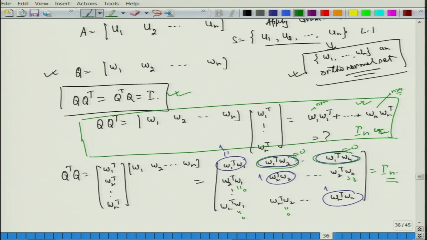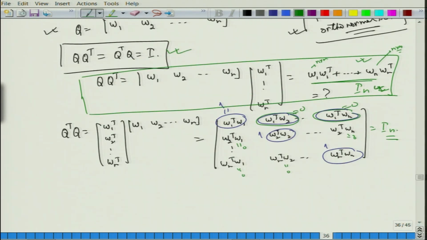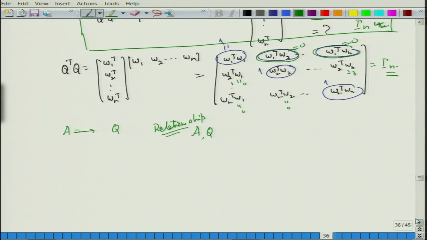So let us look at this. I am looking at this matrix and trying to understand what it is. I have got a matrix A, and from here I have got what is called Q. I want to relate A and Q. So let us understand this very, very important thing.